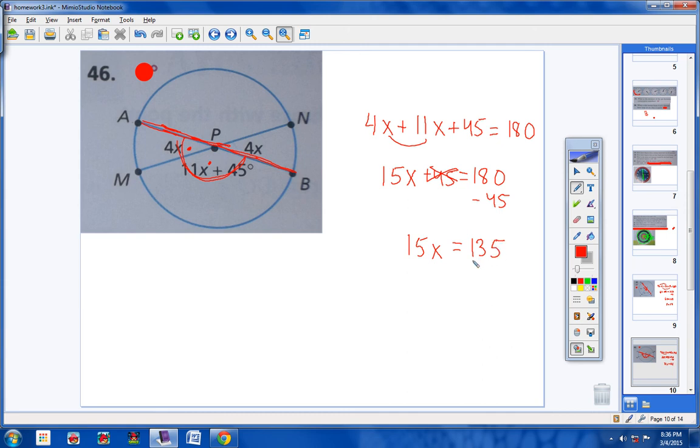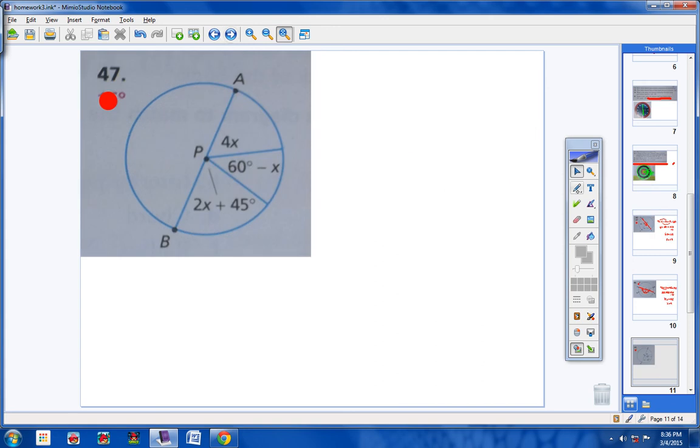Now, divide both sides by 15, and x equals 9. So the answer is 9. Moving on to 47, students. This is really redundant, the exact same thing again. You've got a straight line here, a diameter. So this angle here, this angle here, and this angle here, all three of those angles have to add up to 180. So I have 4x plus 60 minus x plus 2x plus 45.